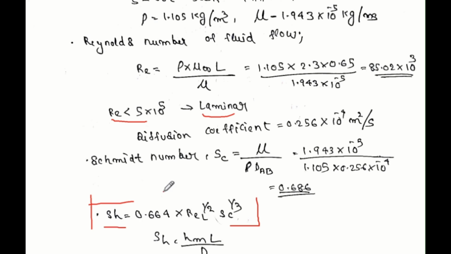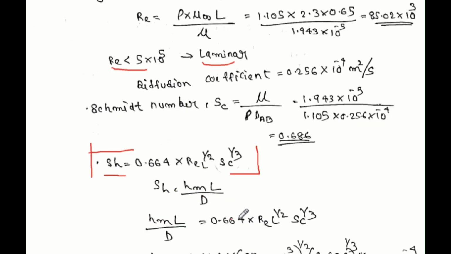But there is also another formula for the Sherwood number, which is given by h_m L by D. h_m is not h into m, it is h subscript m, which means the mass transfer coefficient. This equation is similar to the heat transfer equation we learned. Here h_m means the mass transfer coefficient. We are having a mass transfer case, so the Sherwood number also has this other formula, h_m L by D, where h_m is the mass transfer coefficient.